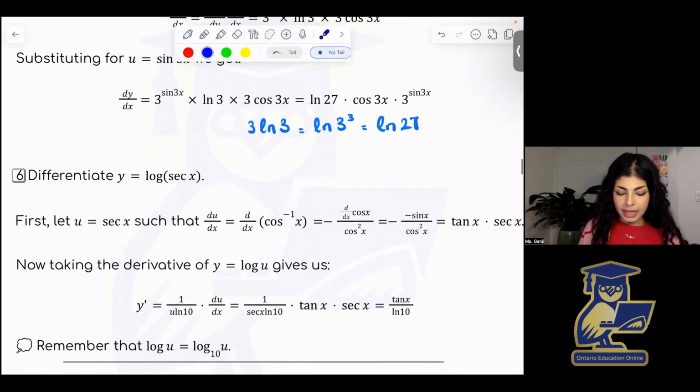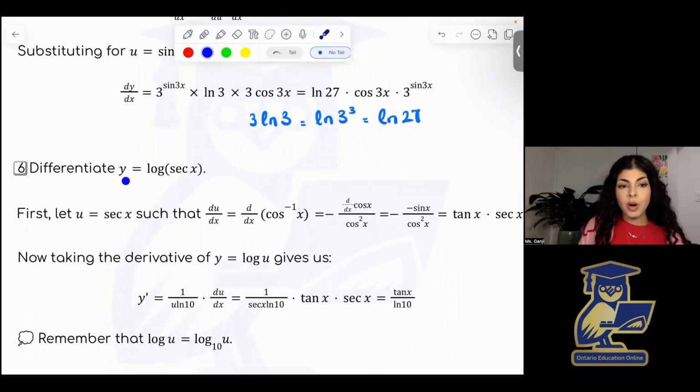And our last example, we have y equals log of secant of x. Again, change of variable here. We're going to let our inner function, which is secant of x, equal u. And the derivative du by dx is going to be, and remember secant is just cosine of x to the power of negative 1, so the inverse of the cosine function.